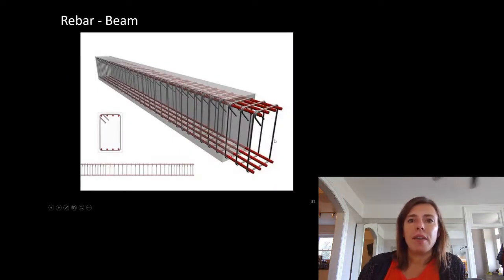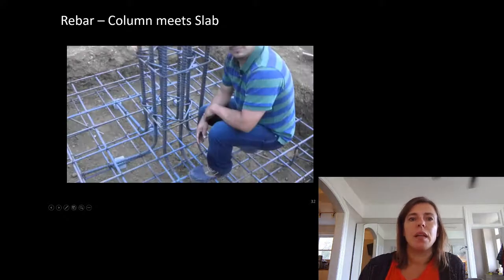Here's just kind of an image that hides the concrete a little bit so you can see what's happening inside a concrete beam. Here's another one where we have a column that maybe has more compressive loads, and where it meets a slab or a footing.